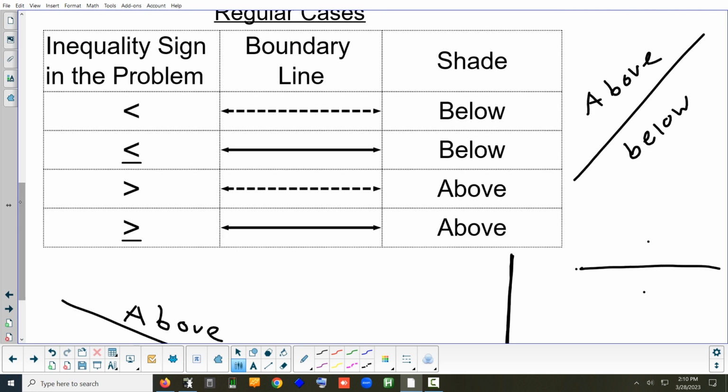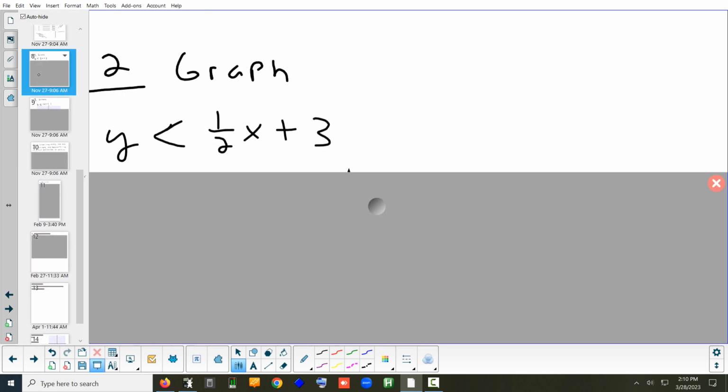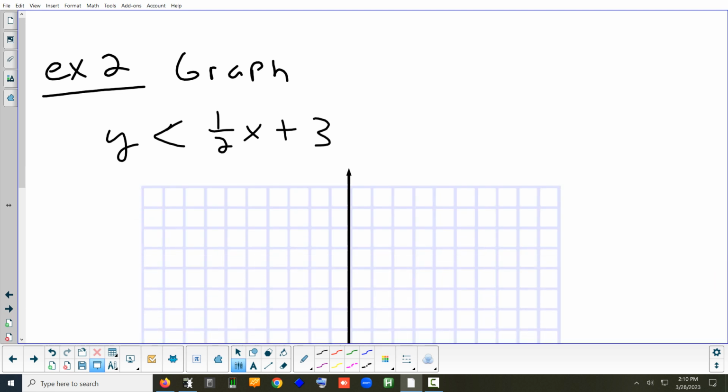Hey, does everybody have that table? All right, let's try a few examples on the table. Okay, so they want us to graph that, which means doing two things, drawing a line, and then doing some shading. So the problem is y is less than 1/2 x plus 3. This is example 2, and you guys have a spot on the upper right for example 2.